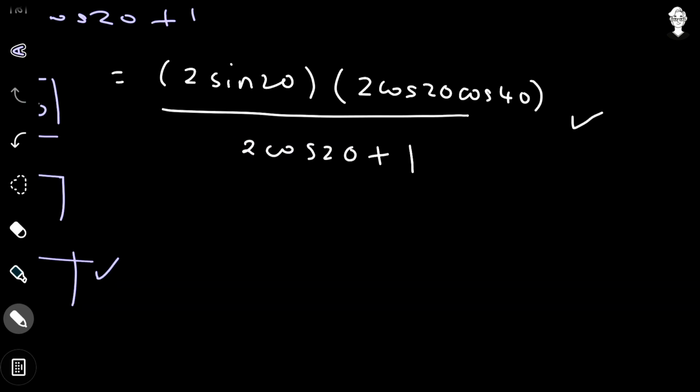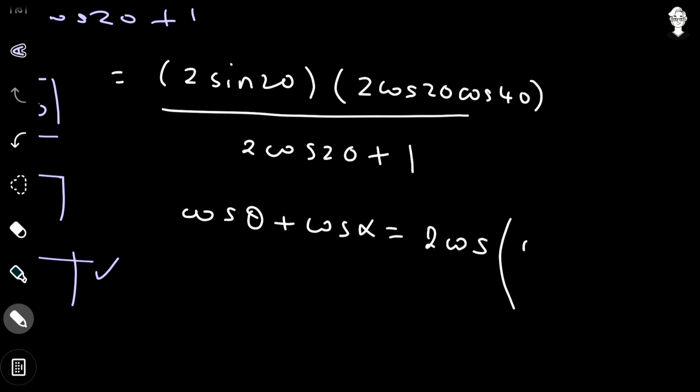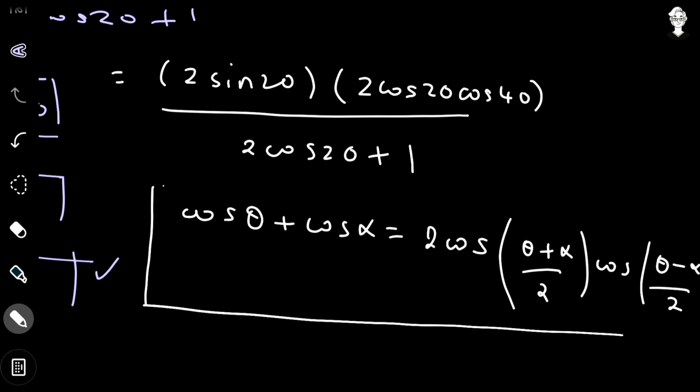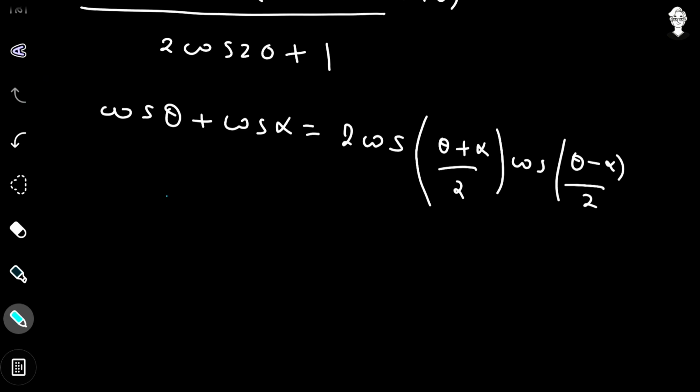Now we have this equation, and in this we are going to apply a trigonometric identity so as to change this into something else. The identity says that cos of theta plus cos of alpha is equal to 2 times cos of theta plus alpha upon 2 multiplied with cos of theta minus alpha upon 2. So this is the identity of cos of theta plus cos of alpha. Now in this identity, if I replace theta plus alpha upon 2 with 40 degree and theta minus alpha upon 2 with 20 degree.